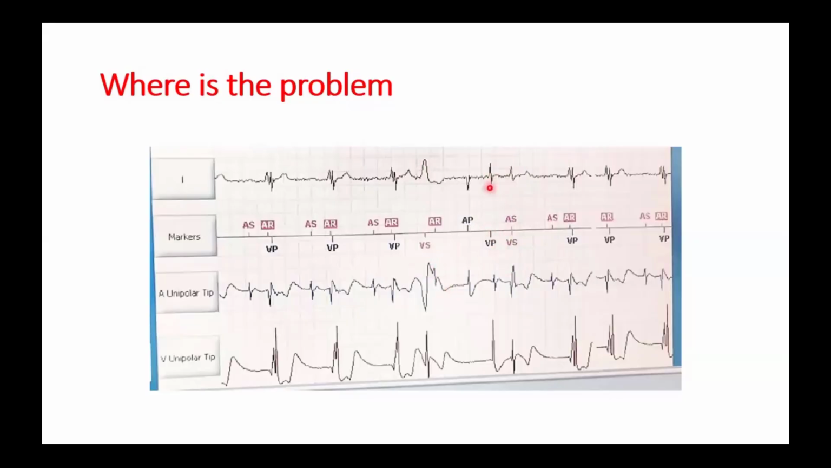But there is a failure of capture here in the ventricular channel. And in the atrial channel? And in the atrial channel also, failure of capture. There is oversensing, far field, and the sensing of the R wave. Also, there is failure of atrial capture.